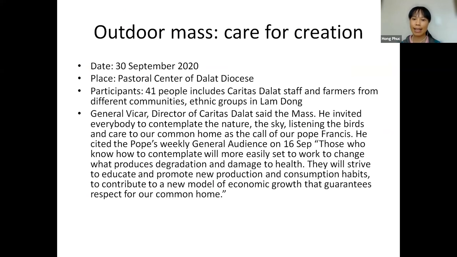The director of Caritas Dalat held a mass and invited everybody to contemplate nature, the sky, listen to the birds, and care for our common home as the call of Pope Francis. He quoted the Pope's weekly general audience on 16 September: those who know how to contemplate will more easily set to work to change what produces degradation and damage to health. They will strive to educate and promote new production and consumption habits to contribute to a new model of economic growth that guarantees respect for our common home.